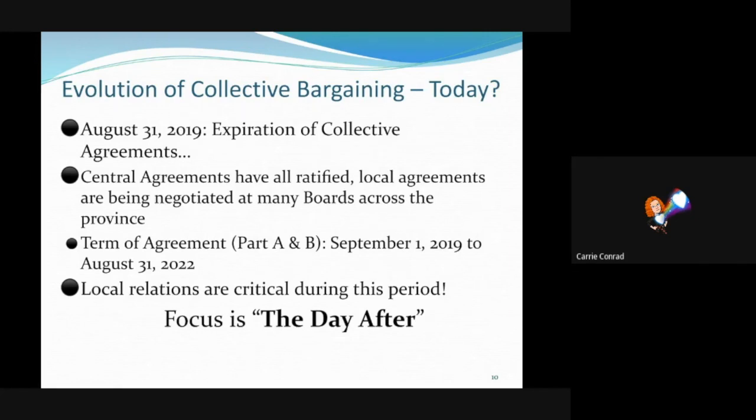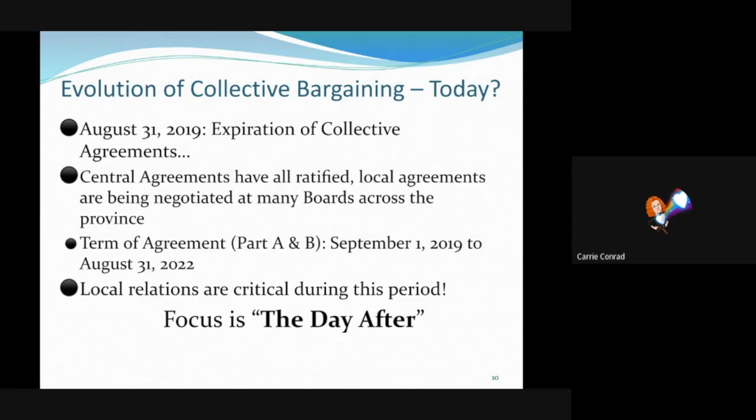So whether that be OECTA, OSSTF, CUPE, ETFO, Unifor, etc., all central agreements as of today's date have been negotiated and ratified. School boards now find themselves negotiating their local terms within all of their different collective agreements, all school boards being in different positions. Some have negotiated the local terms and voted and ratified, whereas others are still in the negotiation process.